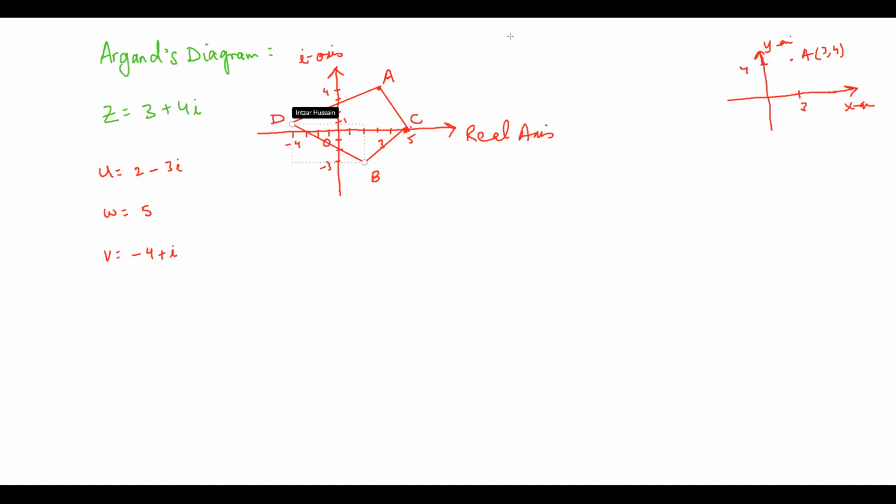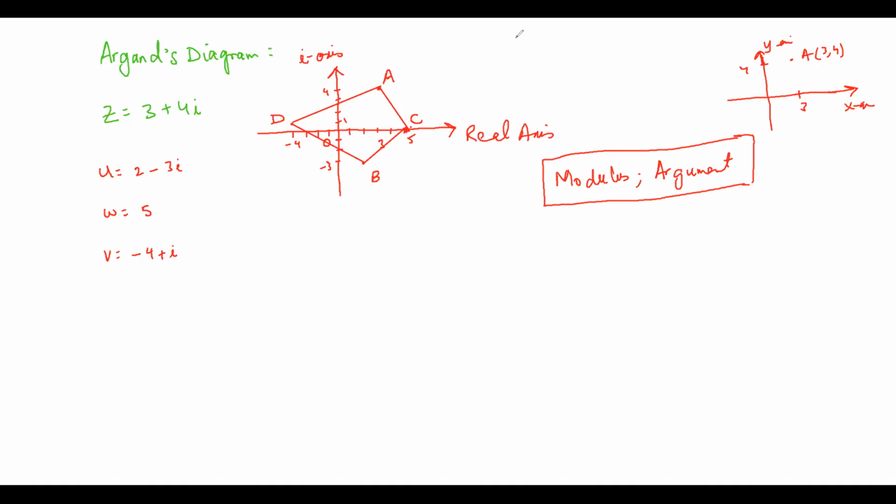One is the argument, and the first thing is the modulus. These are the two terms that you should remember, and you must know how to find the modulus and argument of a complex number.